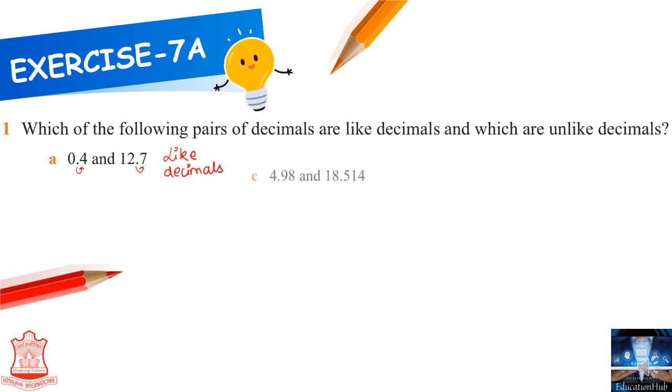Similarly, let's see C part, 4.98 and 18.514. How many digits do we have here? 2, and here 1, 2 and 3. That means these are not equal. So this is unlike decimal.